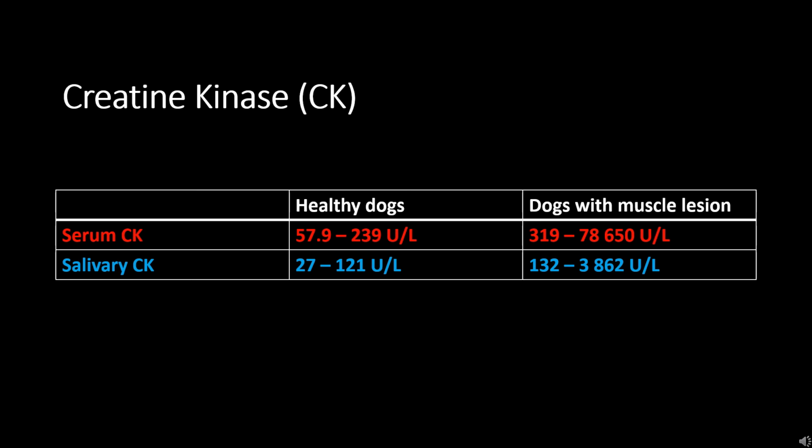These are the results obtained, and although this unit is not the same as the one we've been taught in class, we can still see the comparison in the values, in which serum CK in healthy dogs is 57.9 to 239 units per liter, while dogs with muscle lesion is 319 to 78,650 units per liter. For salivary CK, in healthy dogs it is 27 to 121 units per liter, while in dogs with muscle lesion it is 132 to 3,862 units per liter. So we can see that serum CK and salivary CK both show increment in the value of CK when the dog is associated with lesion in the muscle.